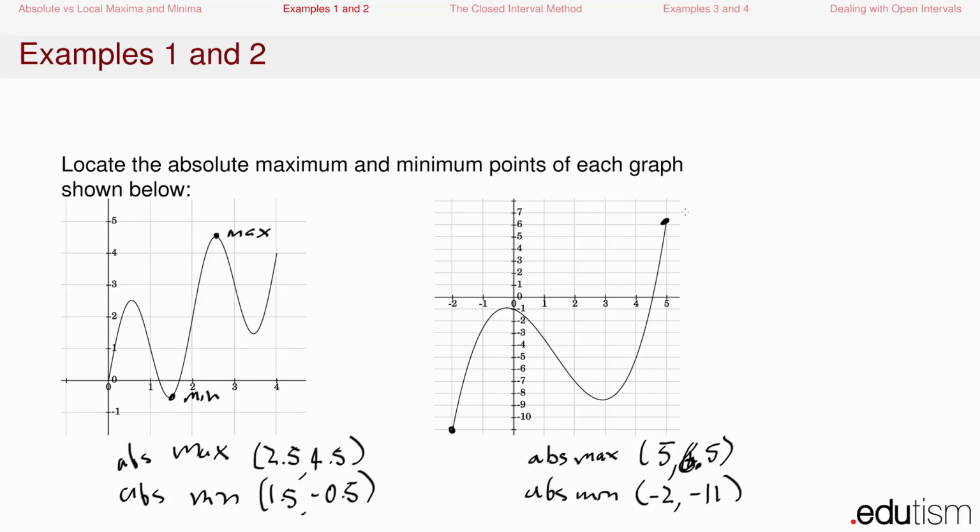Note that these points are the endpoints of the graph in question, which means they are not local maxima and minima. To be a local maximum or a local minimum, you've got to be above or below the points on either side. This point doesn't have points on the right-hand side, so it cannot be a local max. This point doesn't have points on the left-hand side, so it cannot be a local min. It turns out it's possible to be the absolute maximum without being a local maximum, or the absolute minimum without being a local minimum.